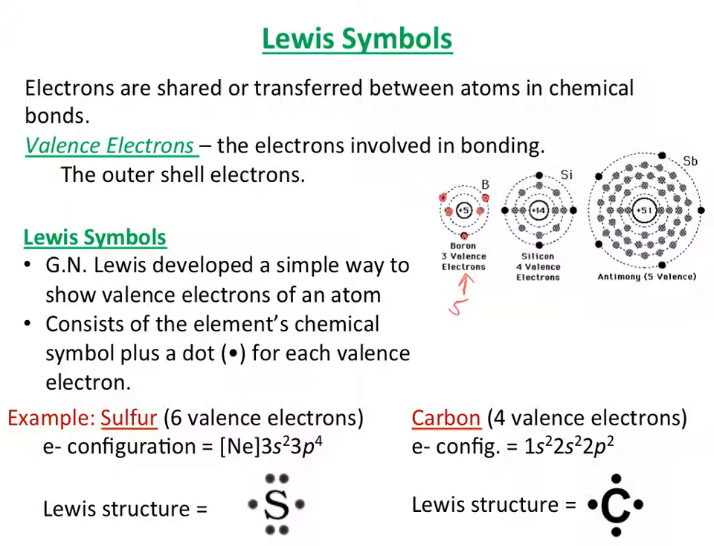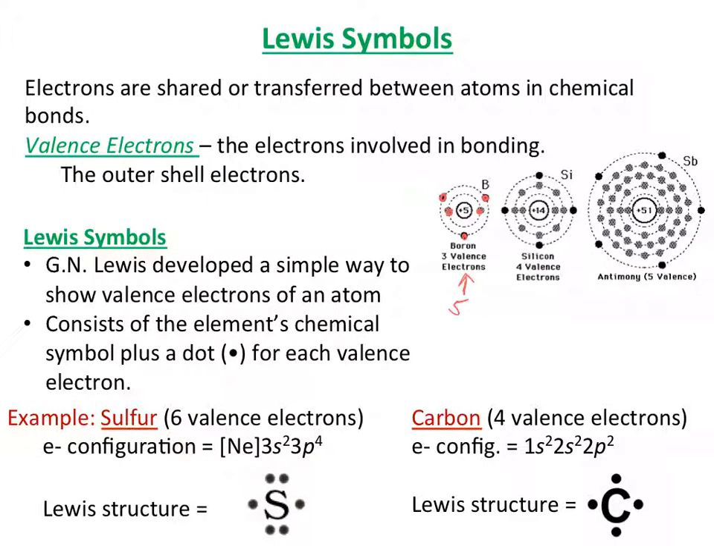And so if we look at sulfur, if you were to write out the condensed electron configuration, you would see that you have 3s2, 3p4, which tells you that you have 6 valence electrons for sulfur. So the way that we draw this is we write the chemical symbol, and then we surround that by the electrons, showing those are the valence electrons.